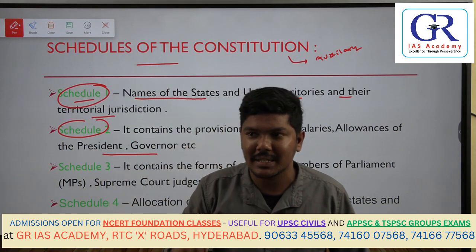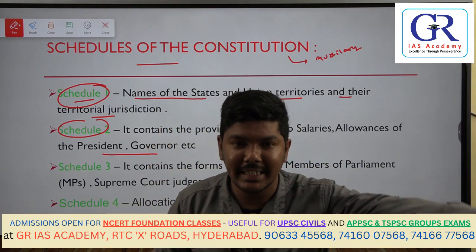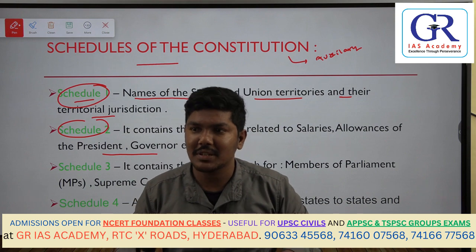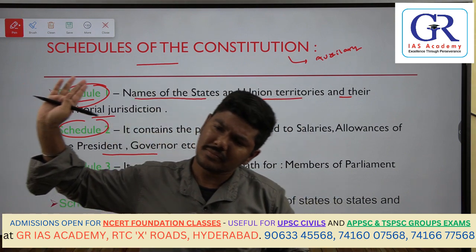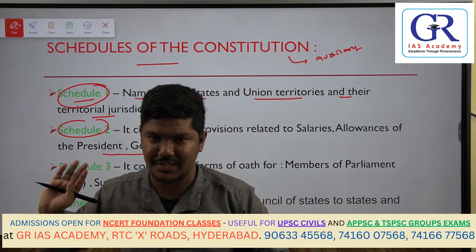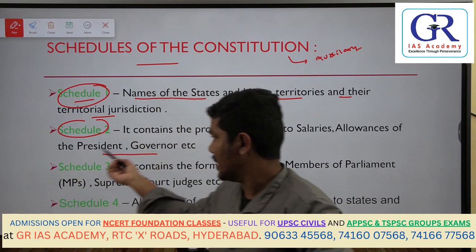So schedule number 1 talks about the names of the states and union territories and also their territorial jurisdiction. Schedule 2 talks about salaries, emoluments and allowances of the president, governor and other officers. What are all the officers? I'll give you in a detailed way; we will discuss all that.